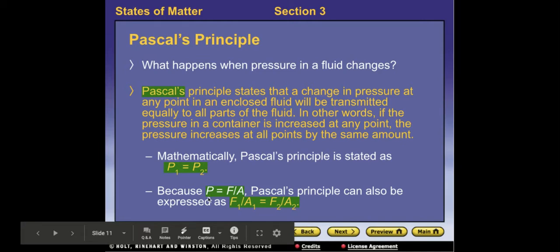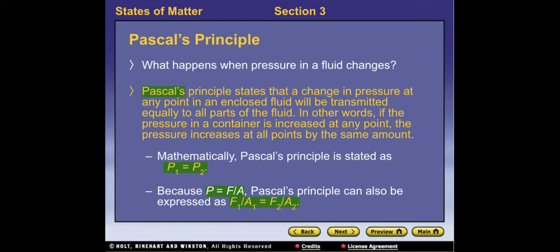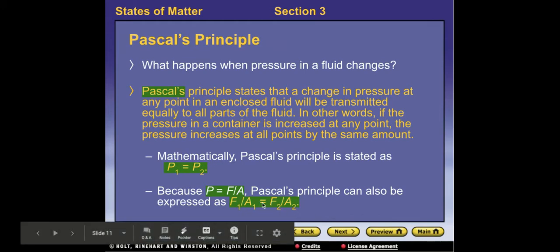And so because pressure equals force divided by area, Pascal's principle could also be written out as force 1 over area 1 equals force 2 over area 2. So force over an area before you're pressing on something or applying pressure is equal to force over area afterwards.